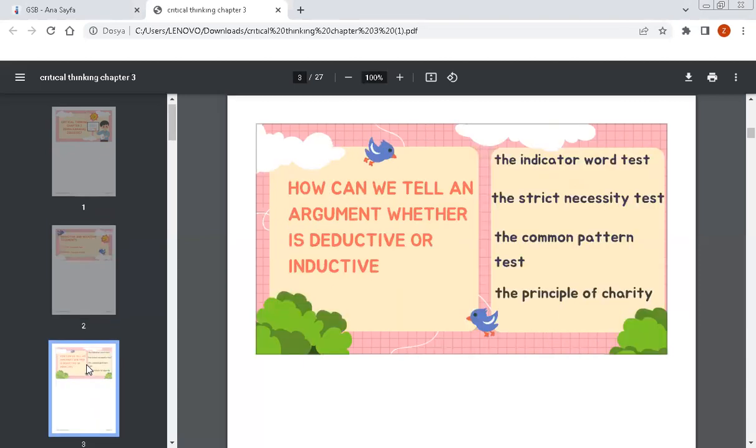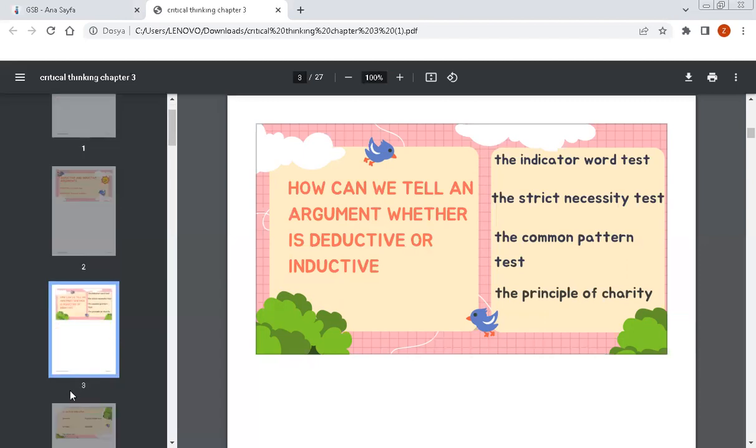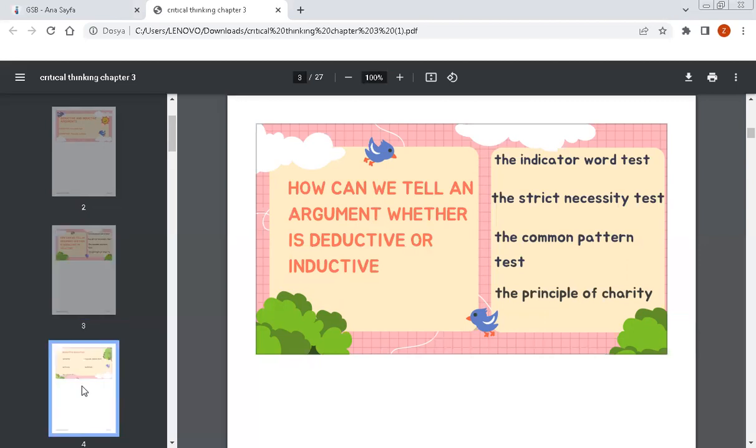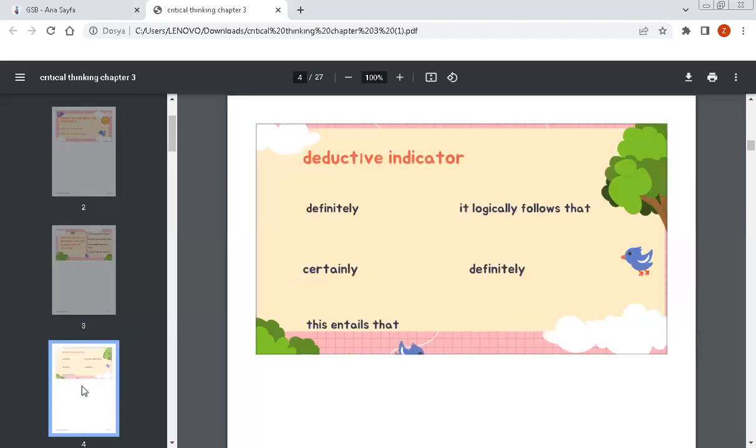But how can we tell whether an argument is deductive or inductive? Sometimes it can be challenging to distinguish deductive and inductive arguments. Fortunately, there are four tests to distinguish them easily. The first test is the indicator test.